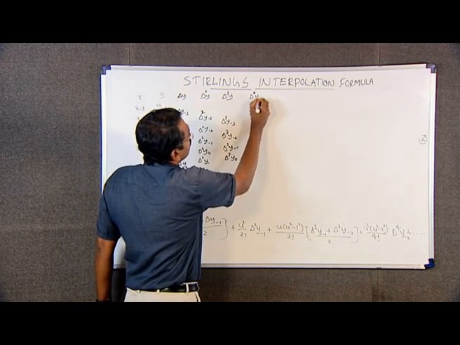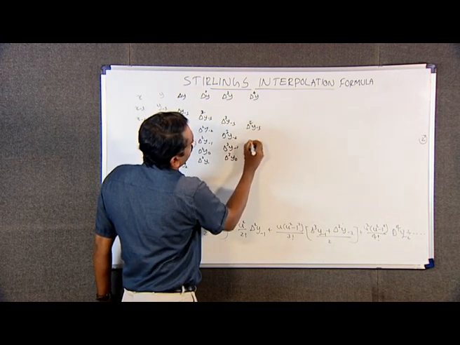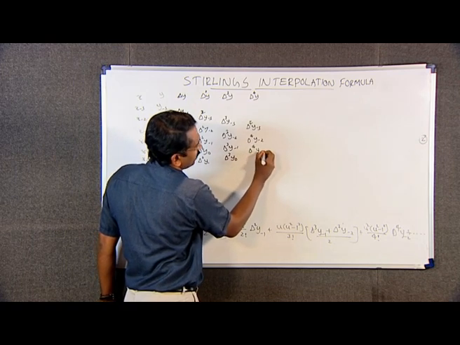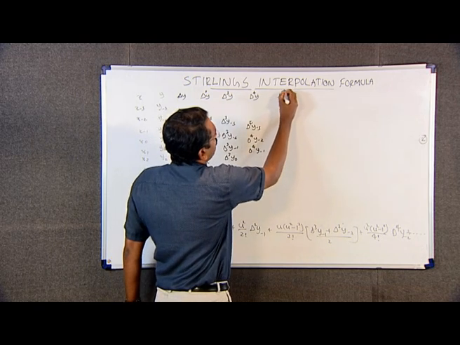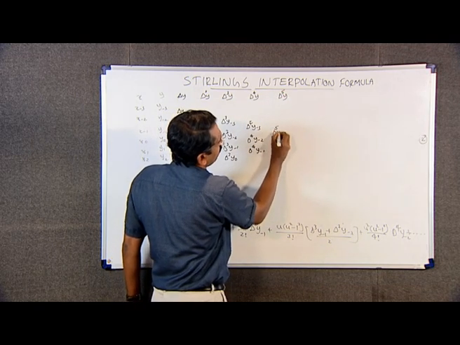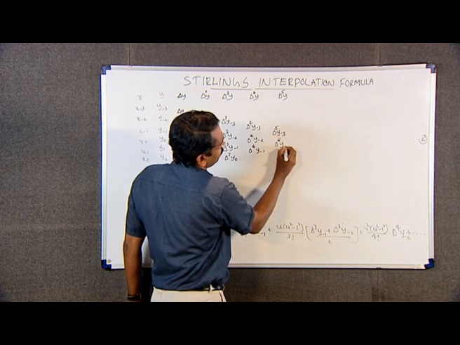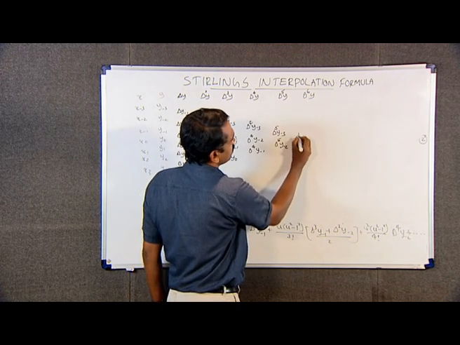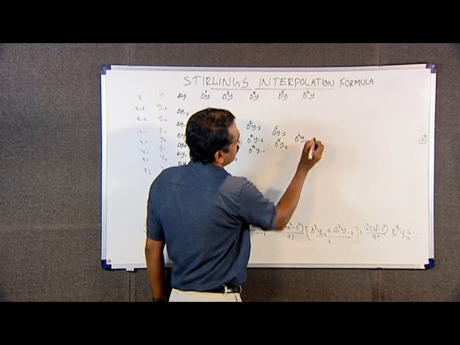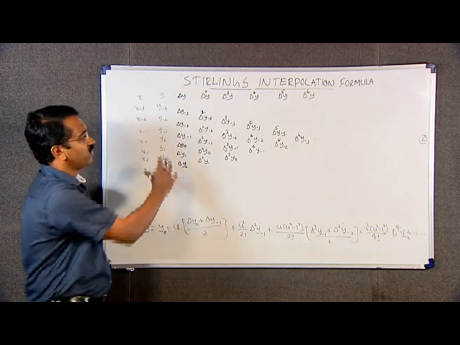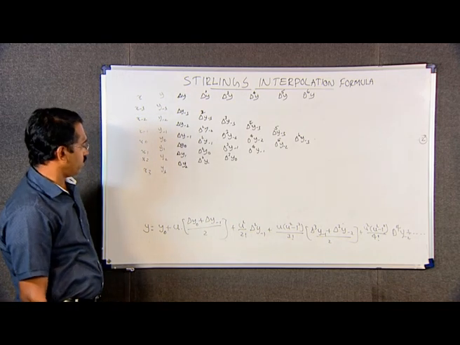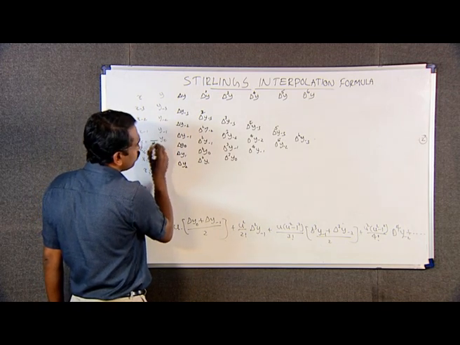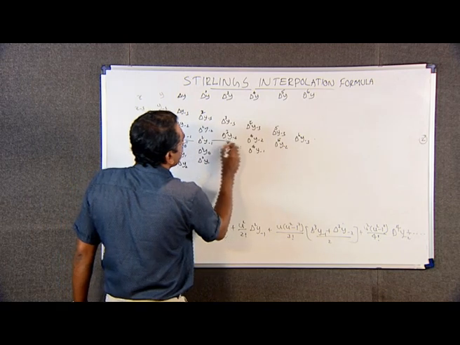The fourth differences are delta raised to 4 y minus 3, delta raised to 4 y minus 2, and delta raised to 4 y minus 1. The fifth differences are delta raised to 5 y minus 3 and delta raised to 5 y minus 2, and the sixth difference is delta raised to 6 y minus 3. This is the difference table. Now we draw a center line, that is a line through x naught, y naught, which is the central line.